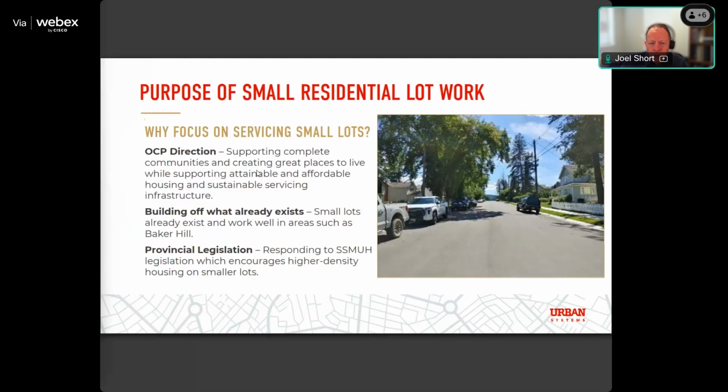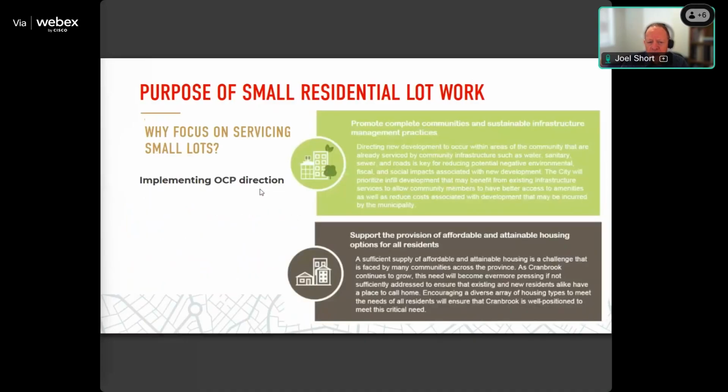We want to focus on addressing some of this because the OCP direction supports complete communities and great places to live and affordable housing and sustainable servicing infrastructure. One of our thoughts is to build off of what already exists. Small lots already exist that work well for servicing in areas such as Baker Hill, which has lanes in it. And we also want to respond to provincial legislation that encourages higher density housing on smaller lots.